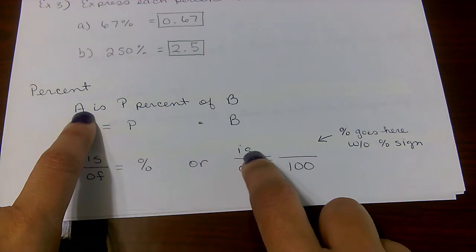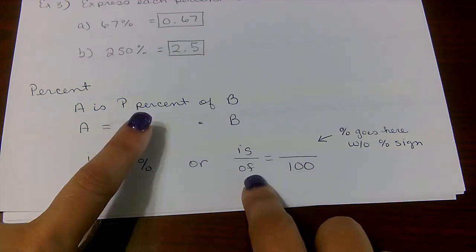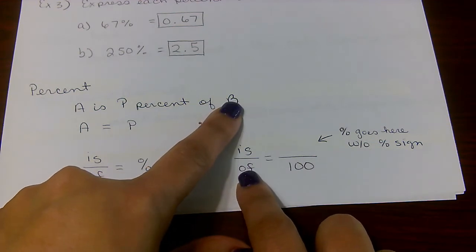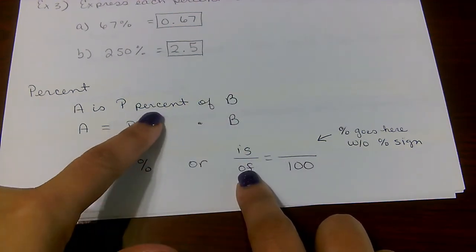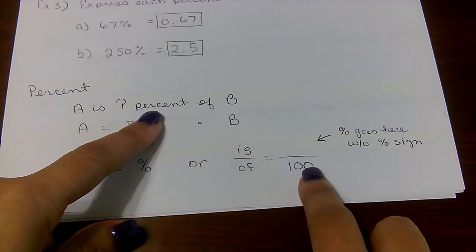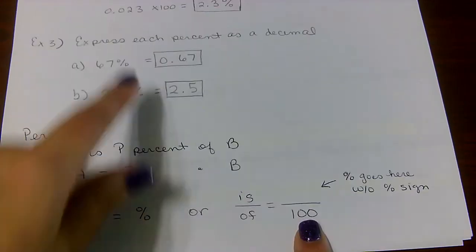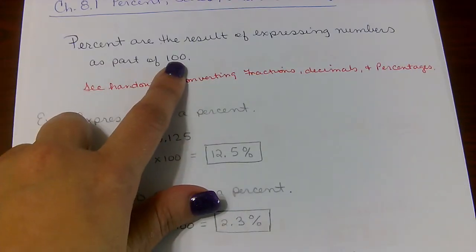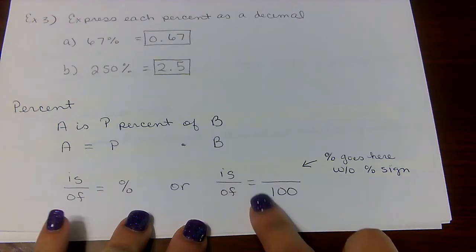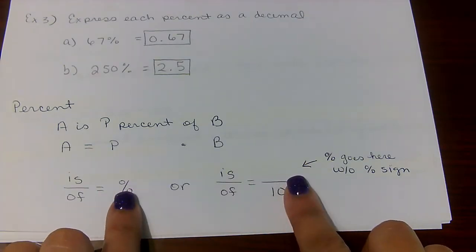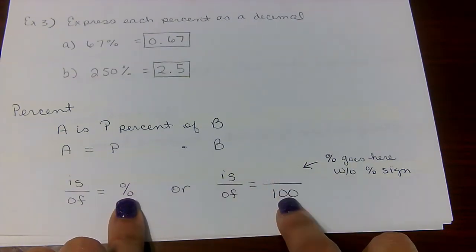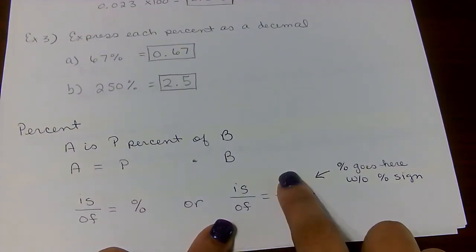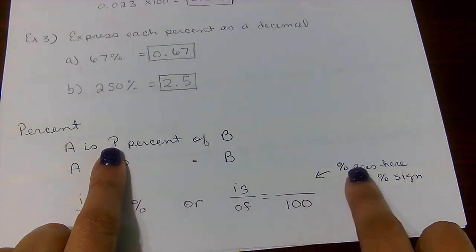So this would be an A up here. In the "of" part, that's going to be attached to the B, which is right here. Whenever we're dealing with percent, we're always going to have it out of 100. Remember, if we go back, percent is the result of expressing numbers as part of 100. So on this side of the equation is going to be our percent, or we can say a number divided by 100. So we're always going to have 100 here, and then the P would go here without the percent sign.